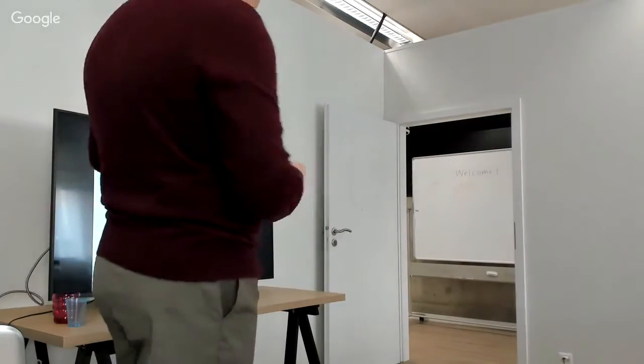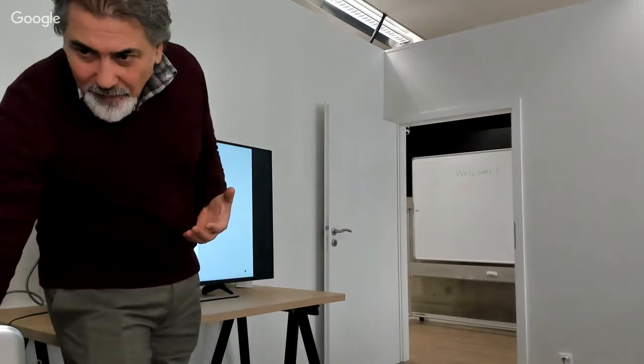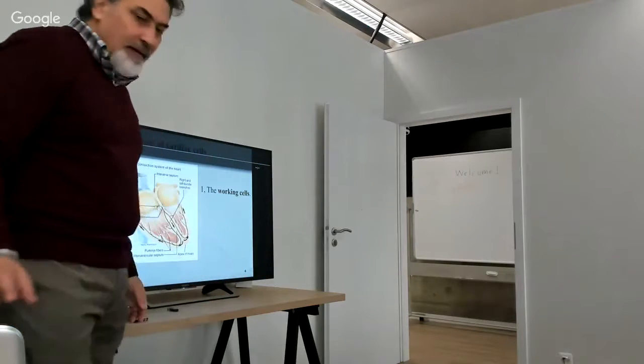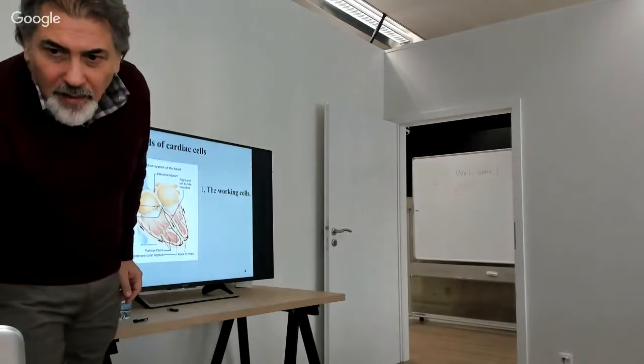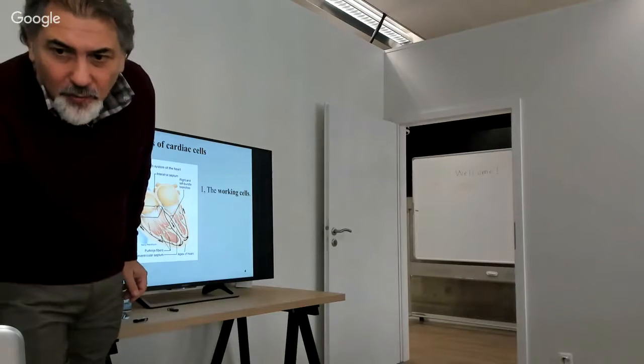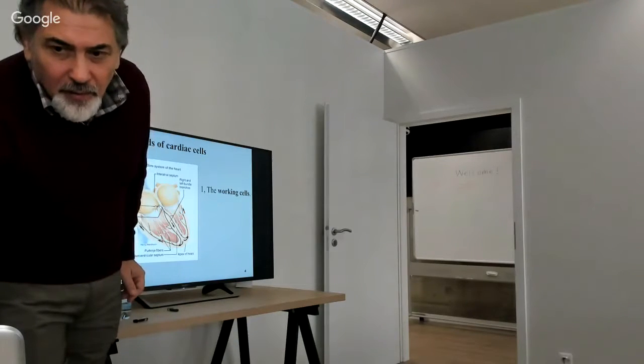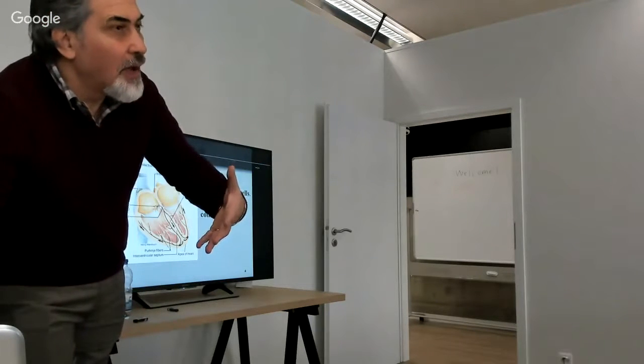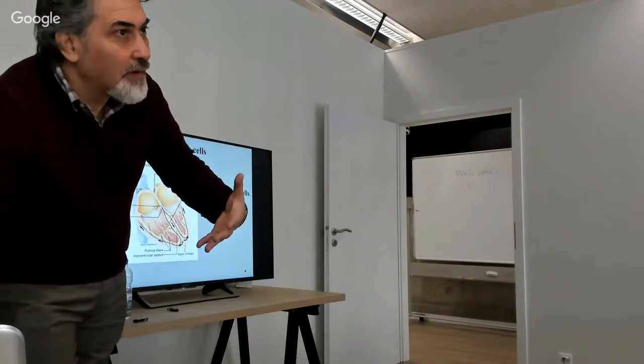This is a schematic representation of the different types of cells. The walls are made by the working cells in the atrium and in the ventricle. They have as a special property contractility.